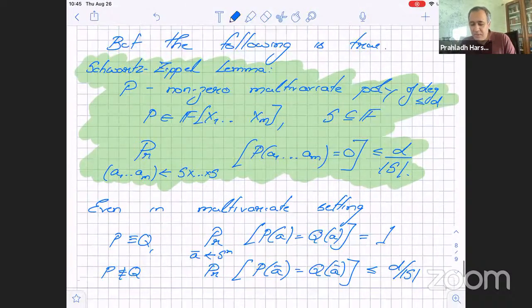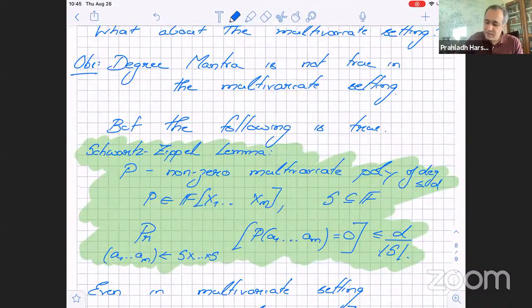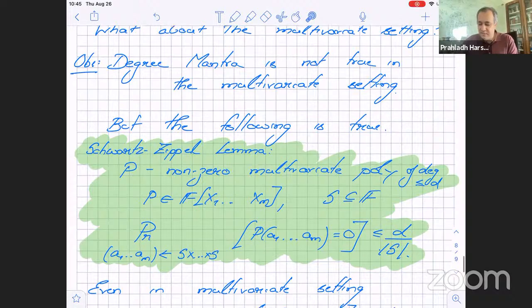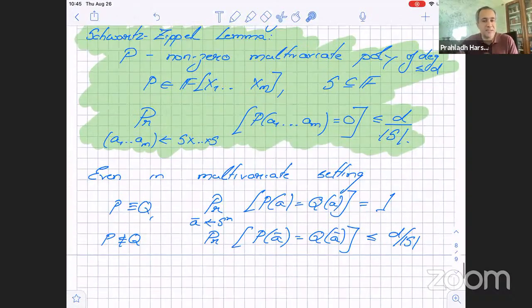The degree mantra as such doesn't extend. But if you state it as a probability statement, this extends to the multivariate setting. And this is what's called the Schwartz-Zippel lemma or the polynomial identity lemma. And this lends you this randomized algorithm to check if two polynomials are equal or not.